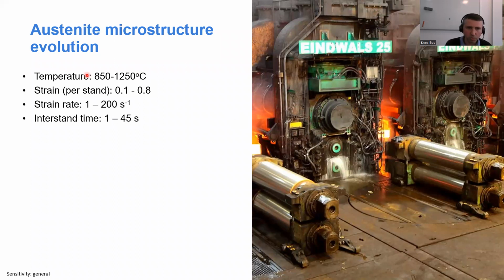We have typical temperature conditions in the range of 850 to 1200 degrees. The strain per stand can be quite large, and also important, the strain rates can become very high. And you can have quite different interstand times, so that's the time before you reach the next deformation step. And these conditions, as you can imagine, are of course not always easy to mimic in the laboratory. So in that sense, you need a good model if you want to extrapolate to these conditions.